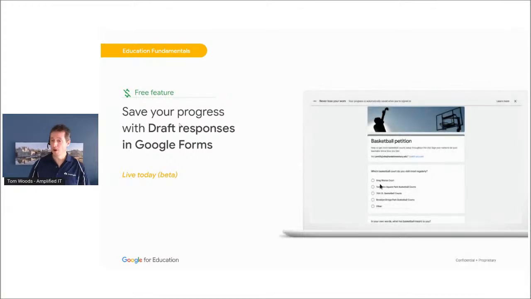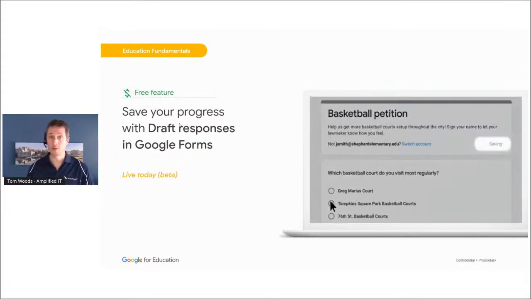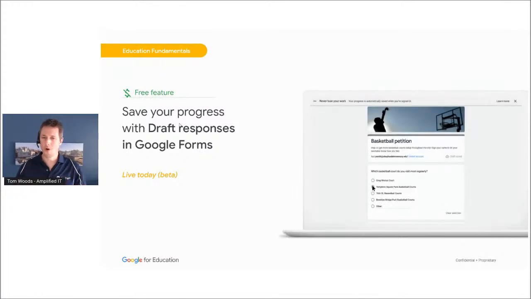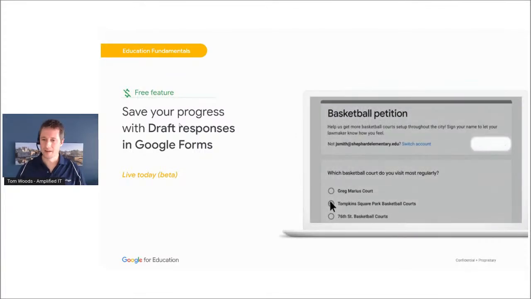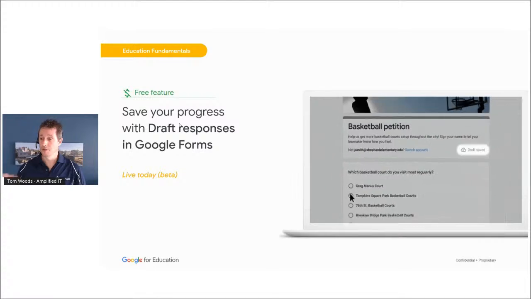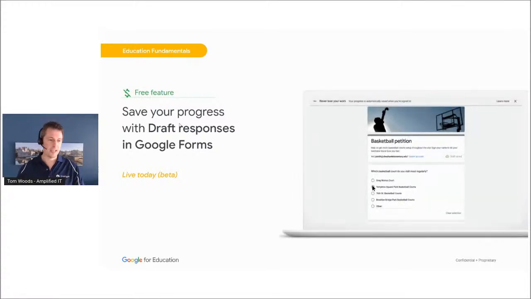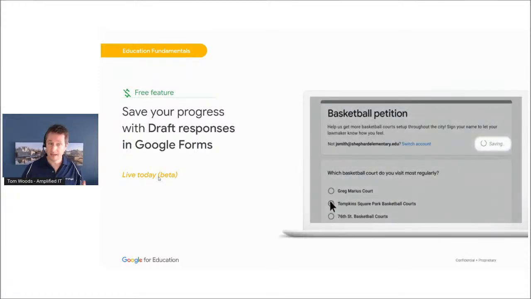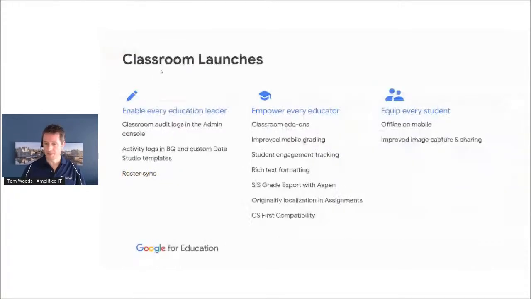We've got draft responses in Google Forms. I thought that was a really great one to show here. I know that's been a pain for a long time with a Google Form. If you don't complete it and finish filling it out right away, you can't really close that tab and come back later. And sometimes that can be a real problem. So there's going to be drafts. You could take days to complete a Google Form, and it'll be saving in that draft format before you submit it. That's a beta that's out right now. And you can see that's for fundamentals across the board for everyone.